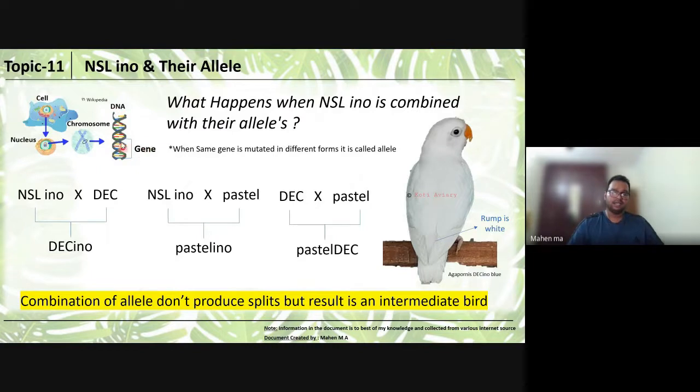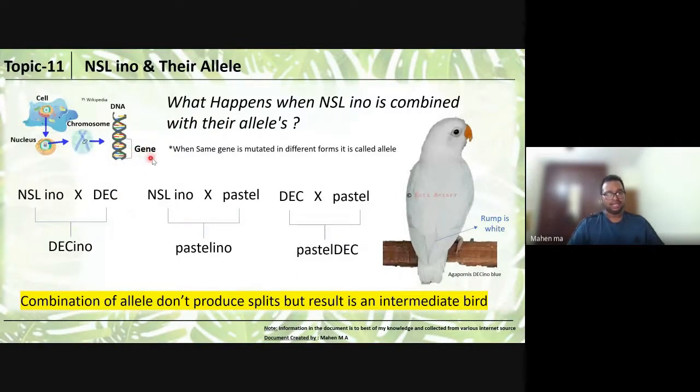Okay, so now let us consider this is location A. Whatever you are seeing here, this is location A in which there is a gene, and any change to this gene is causing NSL mutation. And the same gene, if there are some other kind of changes, it is causing deck, and some other kind of changes, it is causing pastel.